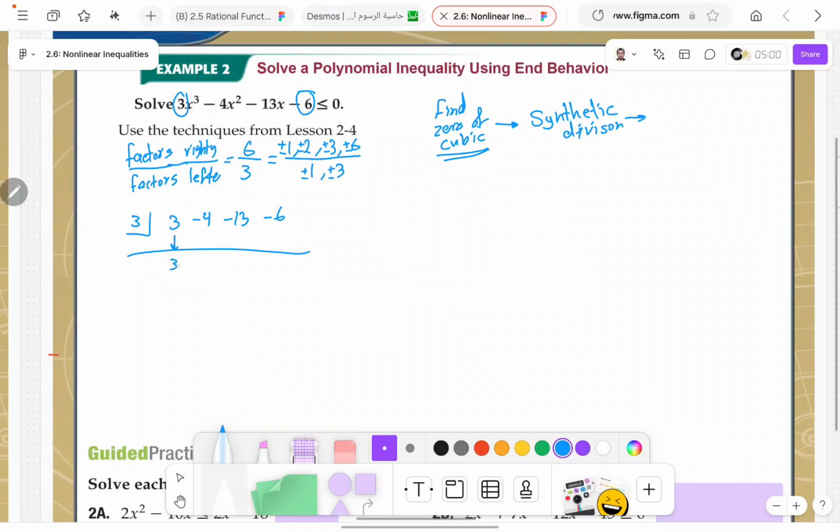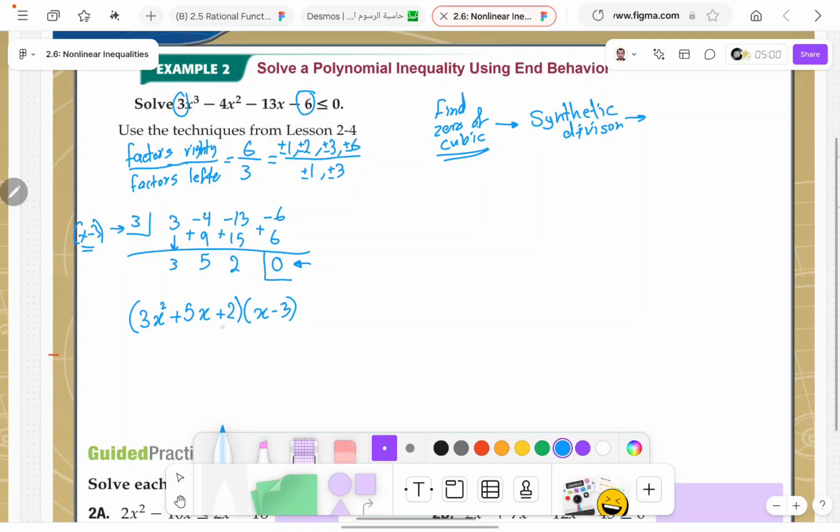First term goes down as usual. 3 times 3 is equal to 9. Then we add negative 4 plus 9, which is 5. 5 times 3 is 15. So negative 13 plus 15 is 2. 2 times 3 is 6. So negative 6 plus 6 is equal to 0. As you can see, the remainder is 0. So x minus 3 is a factor. Now my polynomial is 3x squared plus 5x plus 2, multiplied with the factor x minus 3.